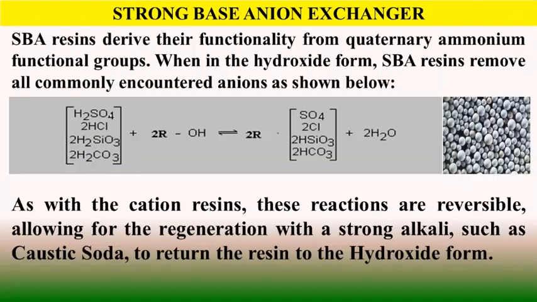to the purpose of ion exchange. The strong base anion resins derive their functionality from quaternary ammonium functional groups. When in the hydroxide form, SBA resins remove all commonly encountered anions. Their reactions are reversible and regeneration is possible with strong alkali, and therefore we use caustic soda to turn back the resins into hydroxide form.